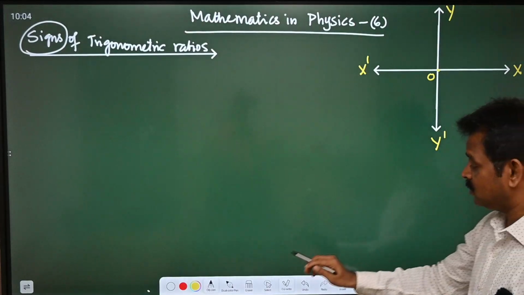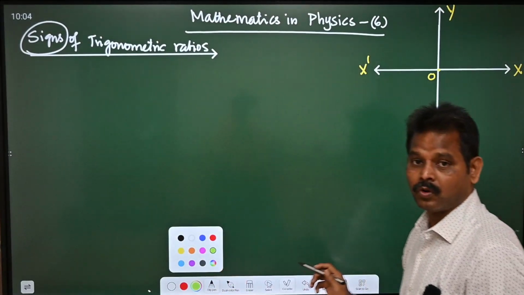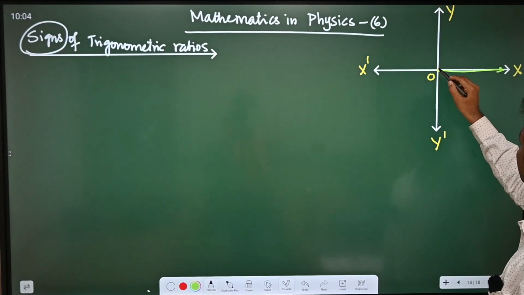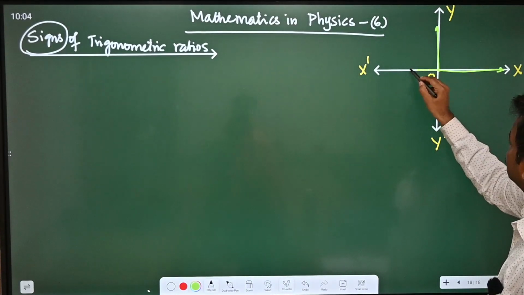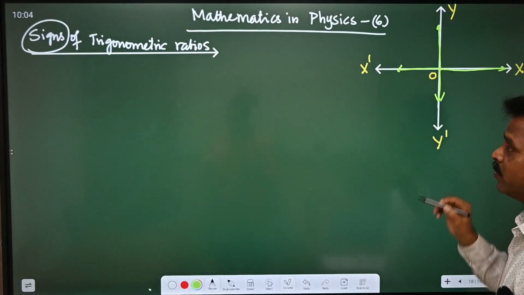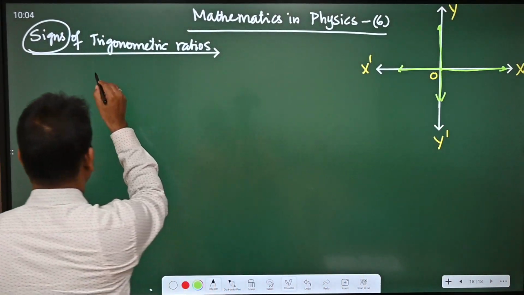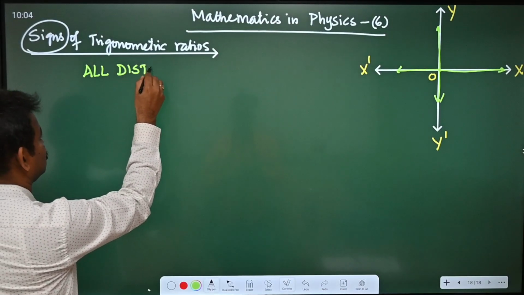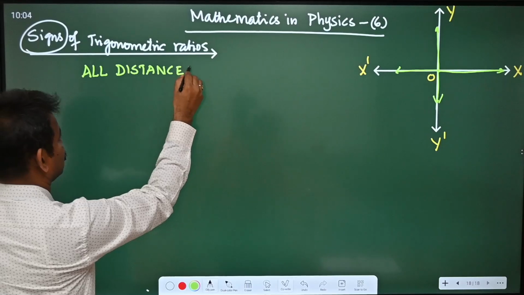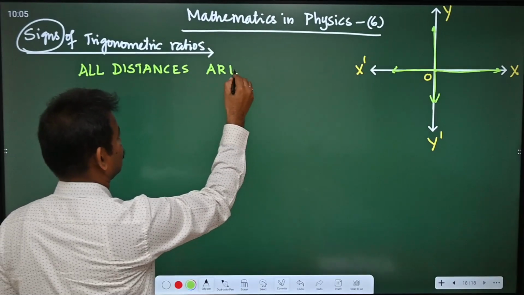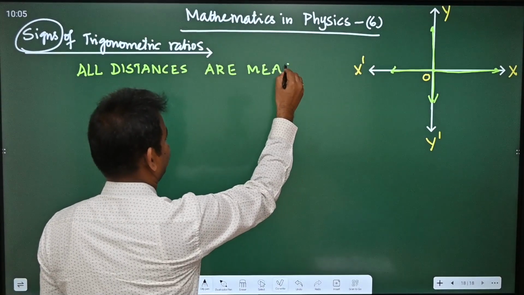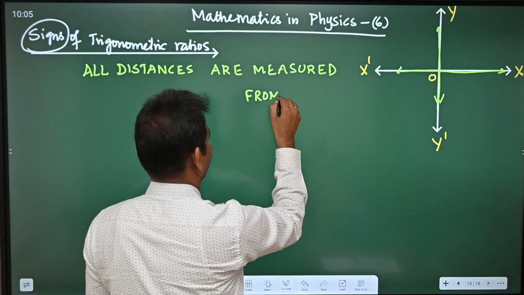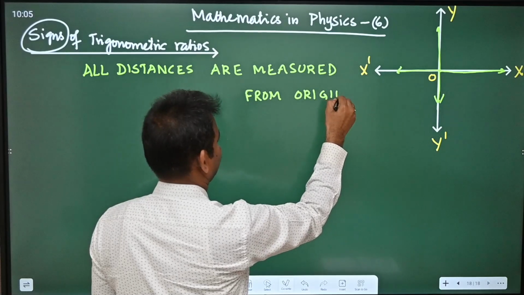Here, the distances should be measured from origin. So we have to measure from origin. So this distance from origin, this distance from origin. So all the distances should be measured from origin. So the condition: all distances are measured from origin.